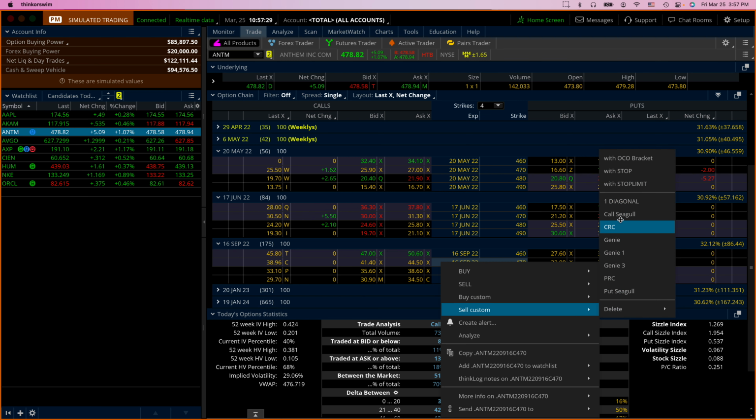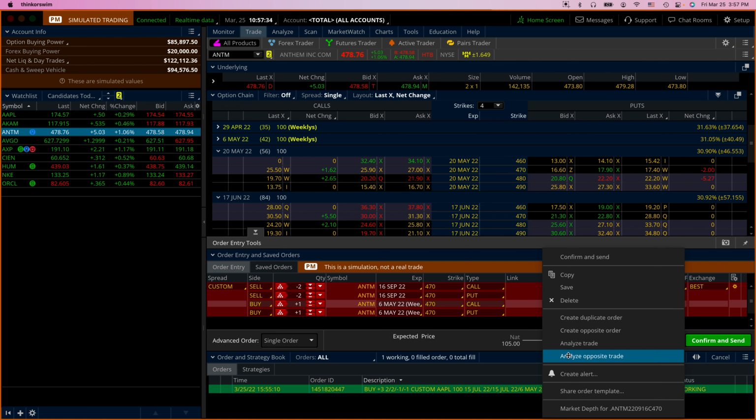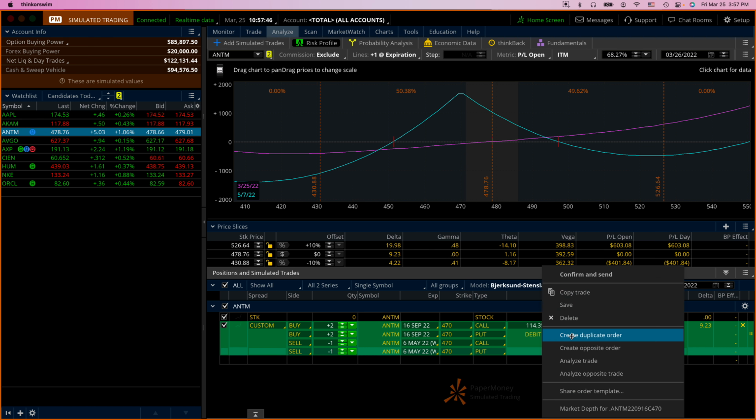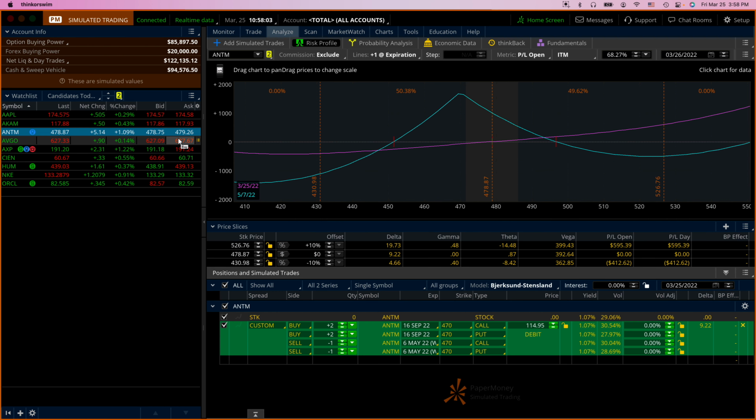Buy custom, Gini, analyze the opposite. For some reason it's giving me the sell portion. Here it is, okay, and you have 30, 27. The volatility skew is fine. Create duplicate. The mid is quite expensive. It will cost you $11,000, so that wouldn't work. You can see the price of the stock is way high, so that wouldn't work for us. Too expensive for this account.